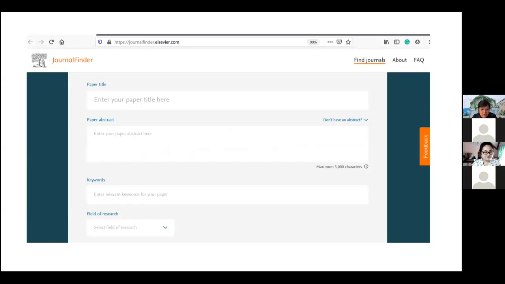Okay, so this one, if you want, for example, if you are clueless, anong journal mo gusto, kung saan mo siya isasubmit, I would suggest you go to this site. This is for Elsevier. Meron silang tinatawag nating journal finder. You simply copy-paste the title of your paper and your abstract and your keywords. Tapos imamatch niya kung saan mo pwedeng isubmit yung paper mo. So tawag natin dyan journal finder.